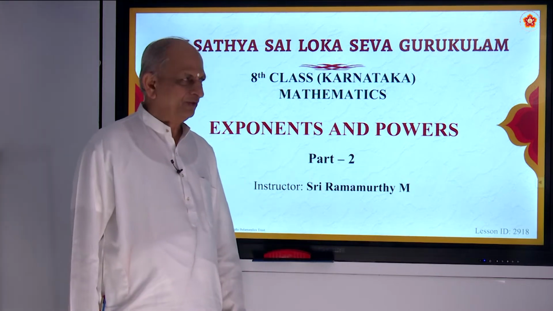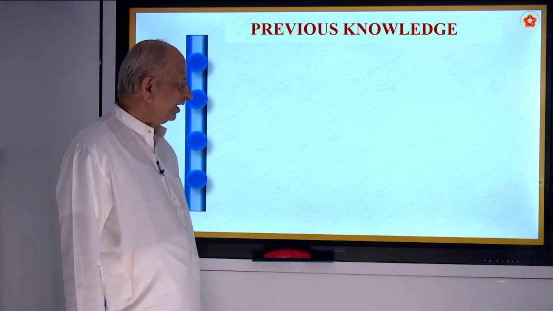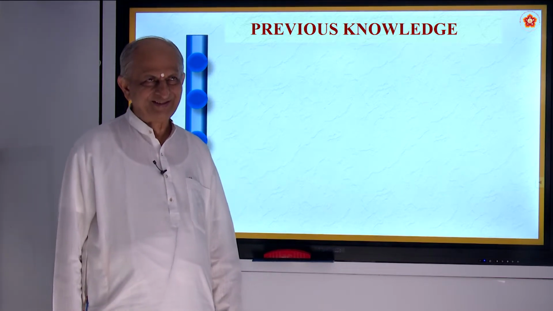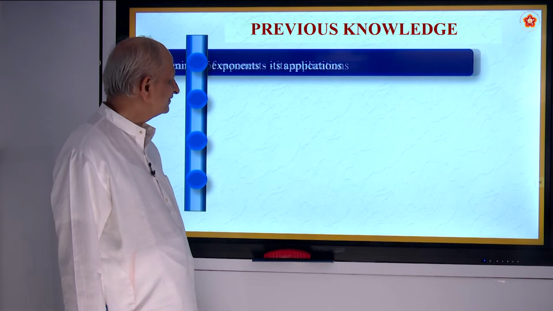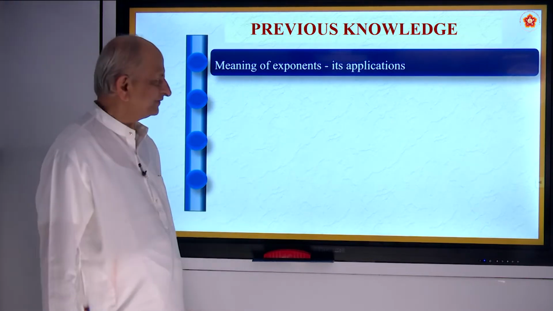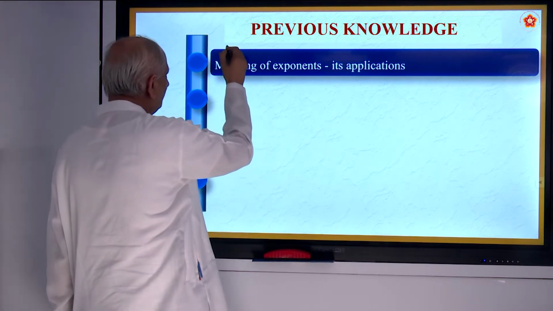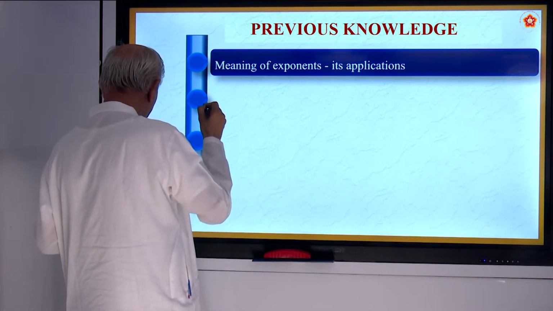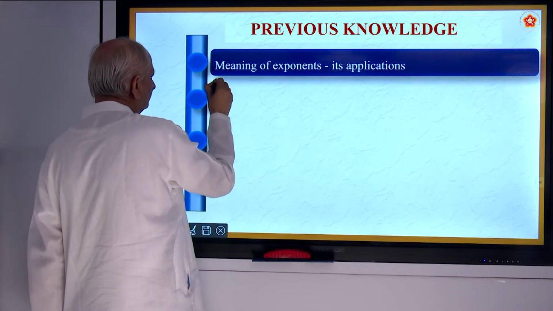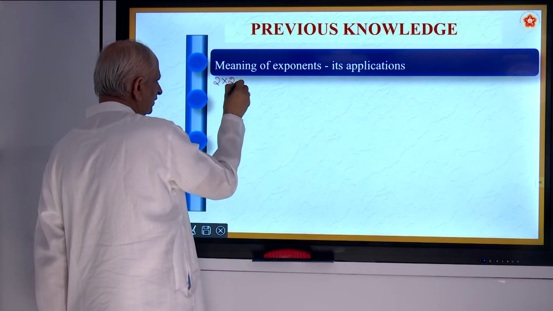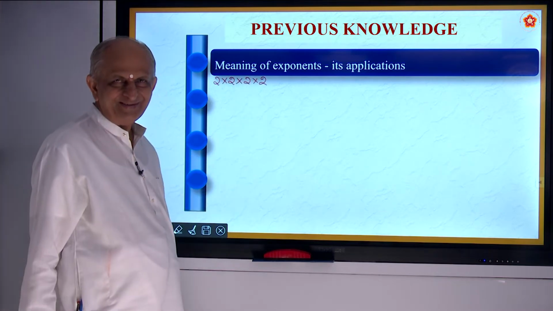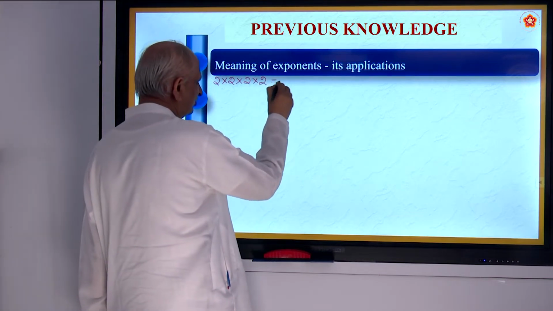Okay. So we are coming to a very interesting chapter called Exponents and Powers. Let us just recall what we have seen in the previous class. Meaning of exponents and its applications. For example, if you have a number like 2 and you want to multiply 2 into 2 into 2, multiplying several times, this can be simply written as 2 to the power of 5.